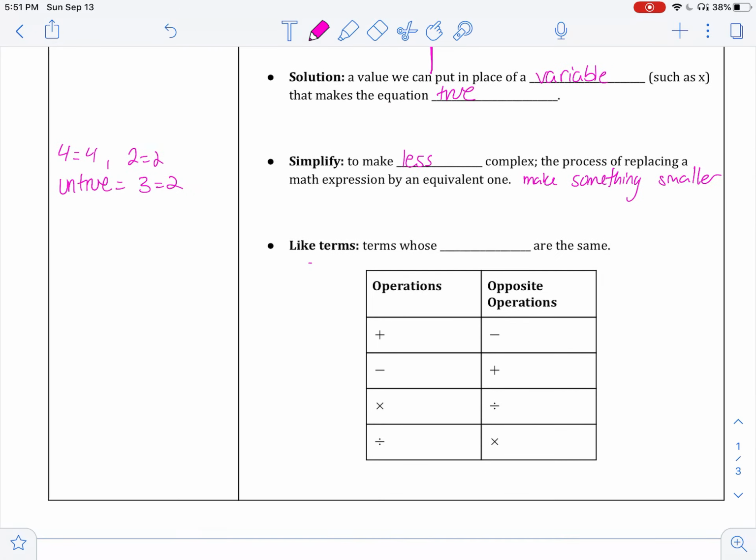Then we have like terms, and like terms are terms whose variables are the same. Now, just in this unit, we're only going to be working with variables, but eventually they need to have the same variables and the same exponents as well. And just a quick reminder, an exponent is like that little tiny number that you would see above and to the right of a number. So we could have 2 to the second or x to the second. These little numbers are exponents.